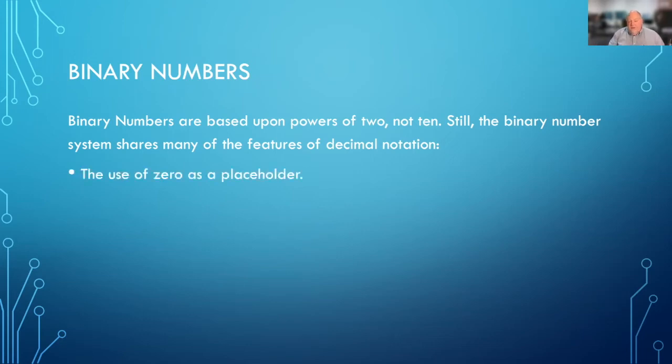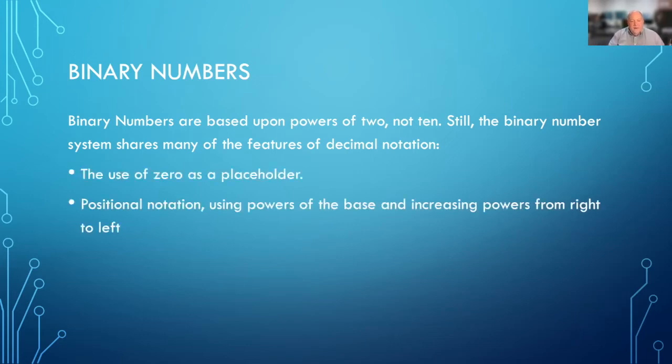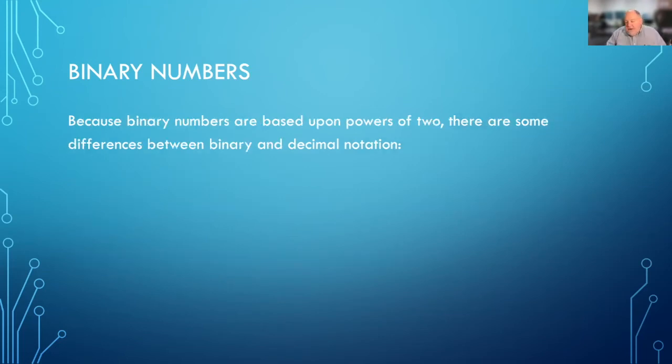notation. We use the 0 as a placeholder, and we have increasing powers of 2 from right to left, 2 to the ones place, 2 to the second place, 2 to the third power, 2 to the fourth power. And we can align our places when we perform operations to make the math very simple. We even have things like borrowing and carrying, as you would in addition and subtraction.